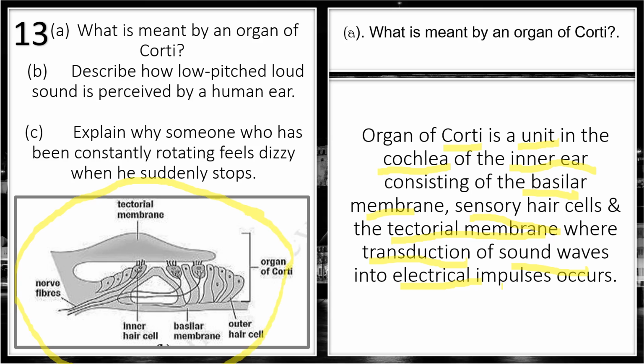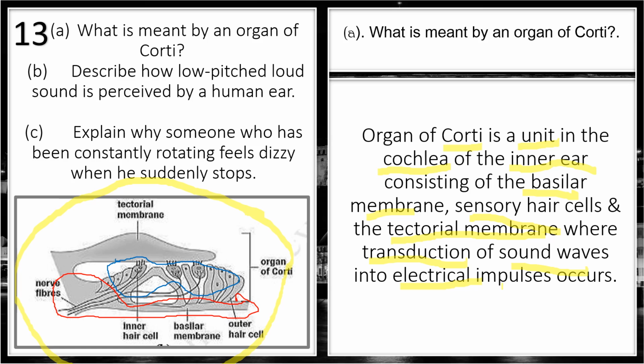And we are saying that the organ of Corti is a unit of the cochlea, and it is made up of what we call the basilar membrane. The basilar membrane is this membrane that you are seeing down here. All that membrane is what we call the basilar membrane. And then it also has the sensory hairs. The sensory hairs are these ones that you are seeing in the middle. All those ones here are what we refer to as the sensory hairs.